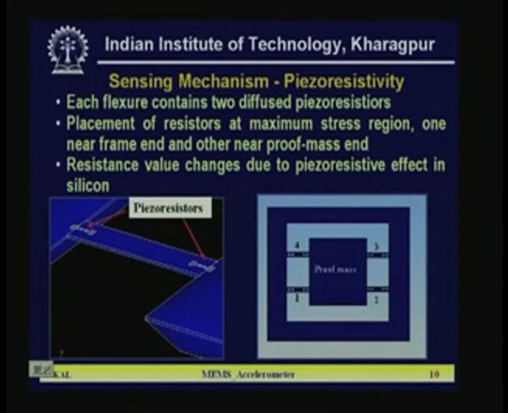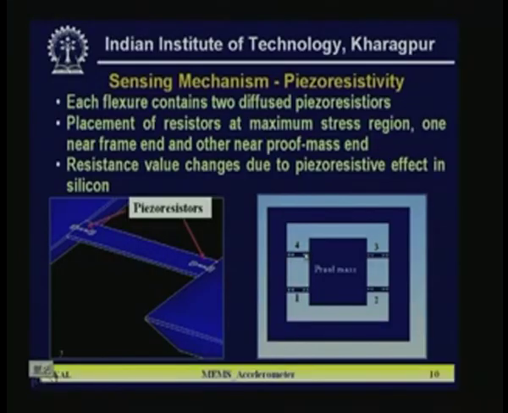Now the sensing mechanism, and the next point we are going to address is the low off-axis sensitivity. How can we achieve it? For that we have made two resistances in each flexure. The simple piezoresistive accelerometer diagram which I showed in my last lecture contains one probe mass and two flexures, and each flexure has one resistance at the maximum stress region.